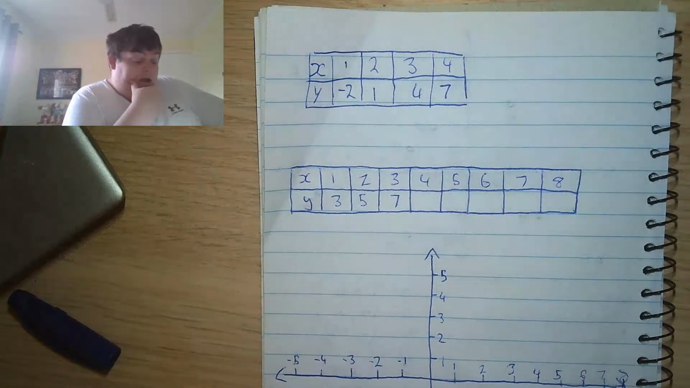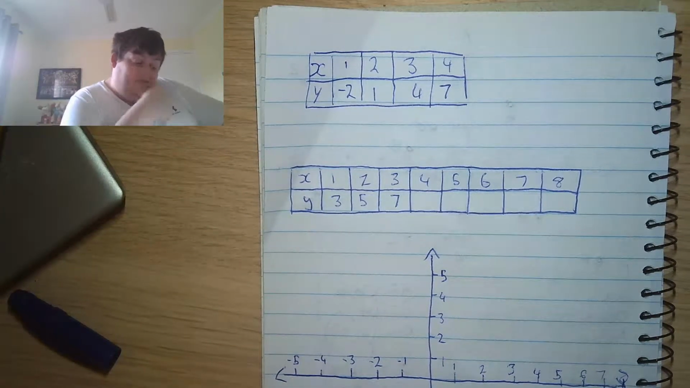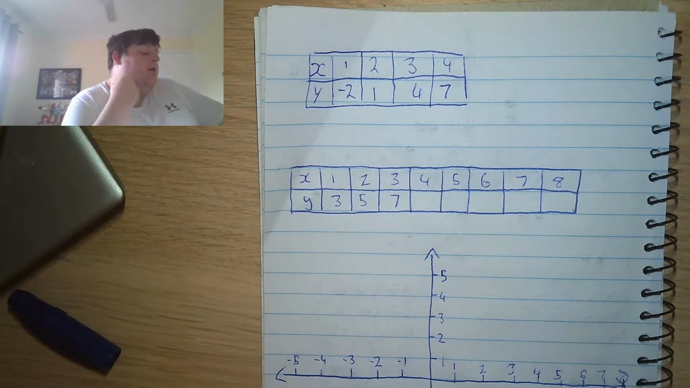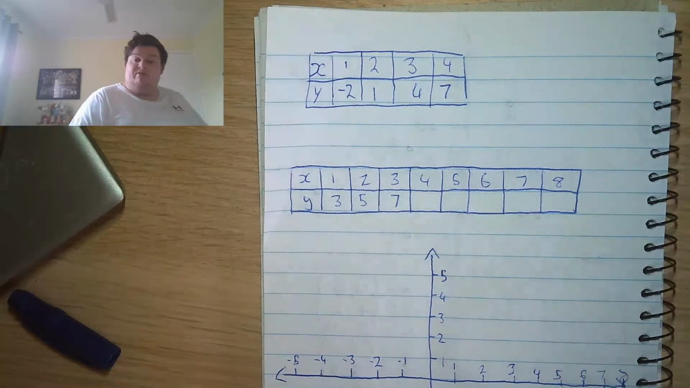Hi guys, I just wanted to quickly go over how to plot from a table of values onto a Cartesian plane. If you're not too sure about what a Cartesian plane is or how to plot points or read points, I have put up another video that I would recommend that you watch before you watch this one. But otherwise, let's get stuck in.